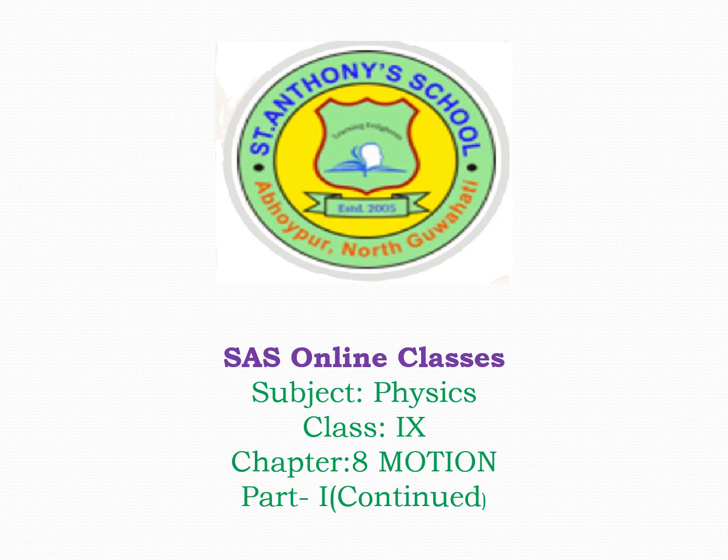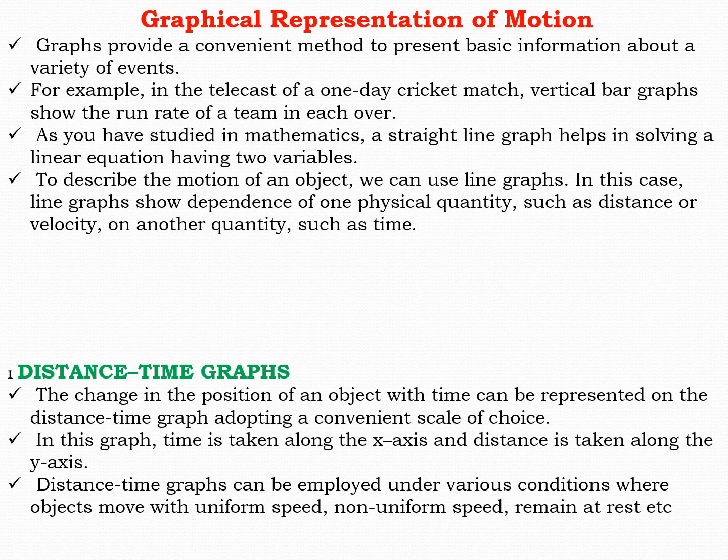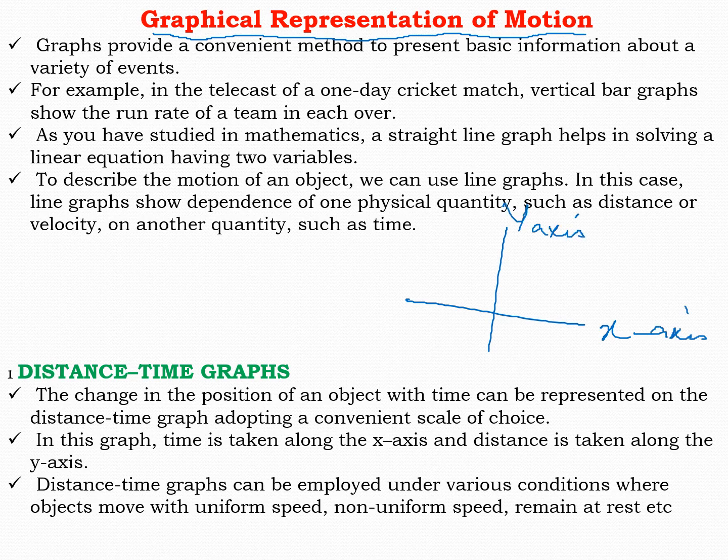Let us continue our chapter 8, Motion, for Physics. So today we are going to start the graphical representation of motion. You all have studied about graphs. Graphs are represented by two axes. One is your x-axis and another is your y-axis. So we have some entities which are plotted on the x-axis and some entities which are plotted on the y-axis. So let us see what they are saying.